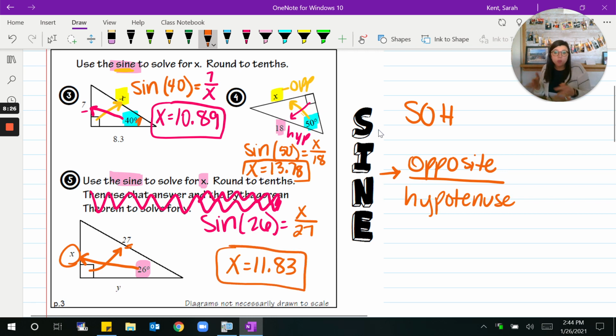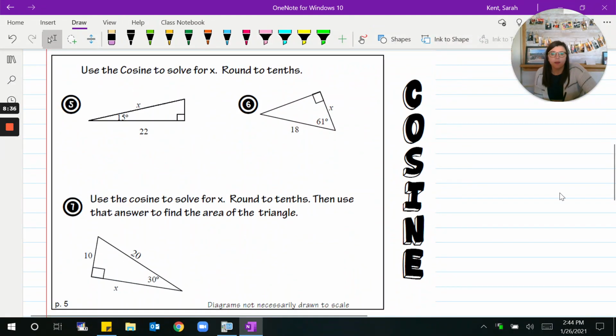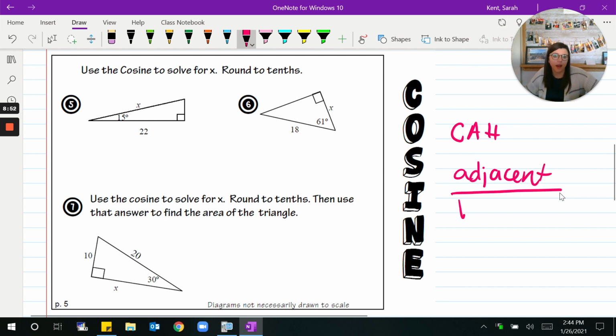So we're using what we learned yesterday and then putting it in the calculator. All right, let's look at cosine. As a refresher, cosine is, we're looking for the adjacent over the hypotenuse.